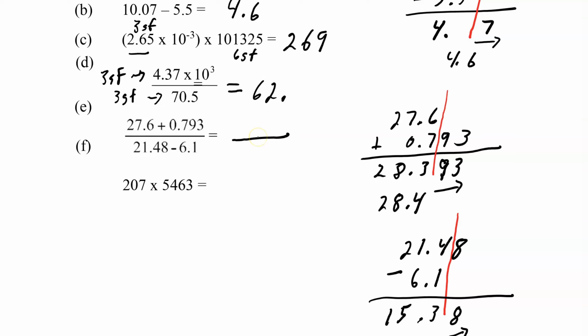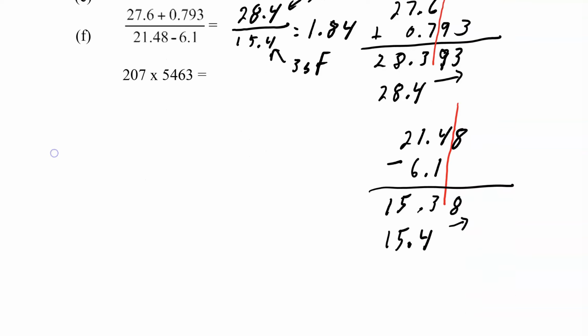So let's put that in our denominator. What happened to my numerator? I lost it. So we got 28.4 upstairs, and we've got 15.4 downstairs. And now when we do the division, we've got upstairs, we've got 3 significant figures. Downstairs, we've got 3 significant figures. So my answer has to have 3 significant figures. 1.84 is my final answer.